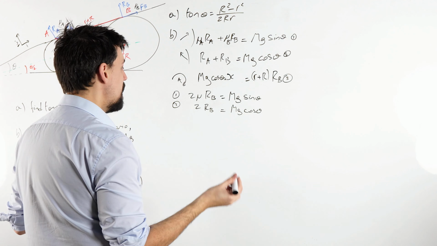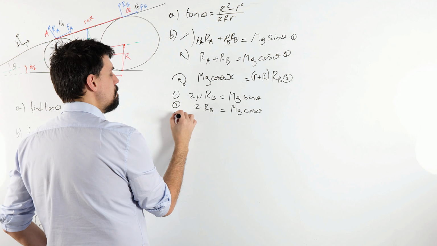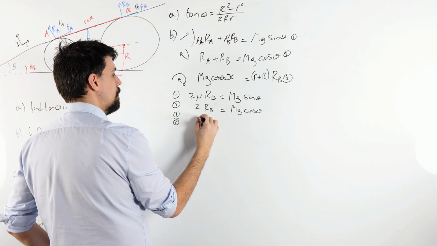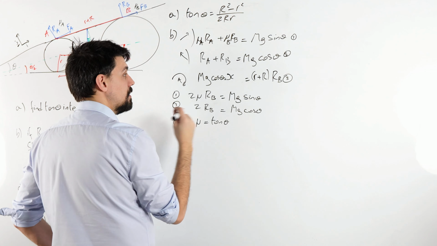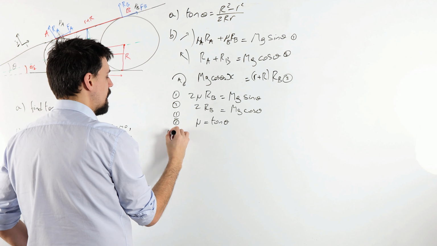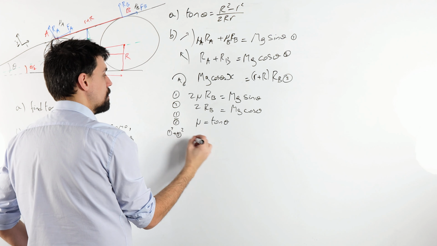And we can do a couple of things. We can first of all just divide them. 1 over 2 will tell me that mu is equal to tan theta, so that's quite handy. And then what I'm going to do is the classic square and add them. So I'm going to square and add them.